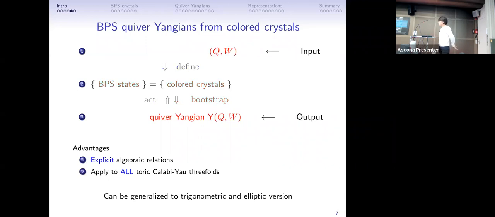Once you go through this argument, the end result is actually quite simple. The input is just this quiver quantum mechanics, and the algebra is this quiver Yangian, which only depends on this Q and W. If I tell you what Q and W are, you can write down the whole algebra in just half a page. It's very simple. The advantage is that you have very explicit algebraic relations, and the same procedure applies to all toric Calabi-Yau threefolds, and it can also be very easily generalized to the trigonometric and elliptic versions.